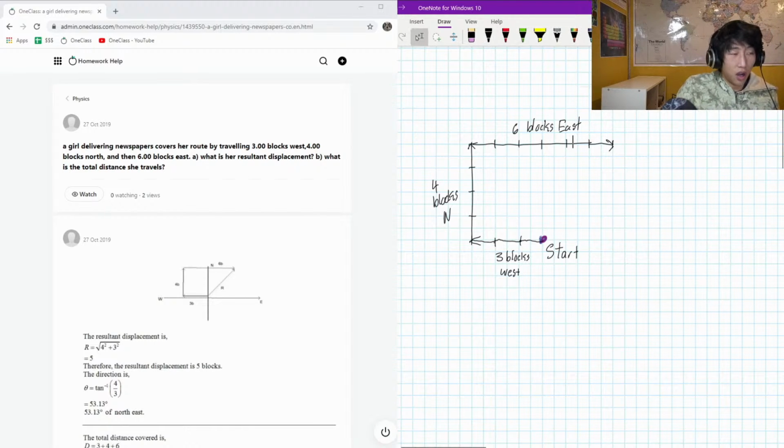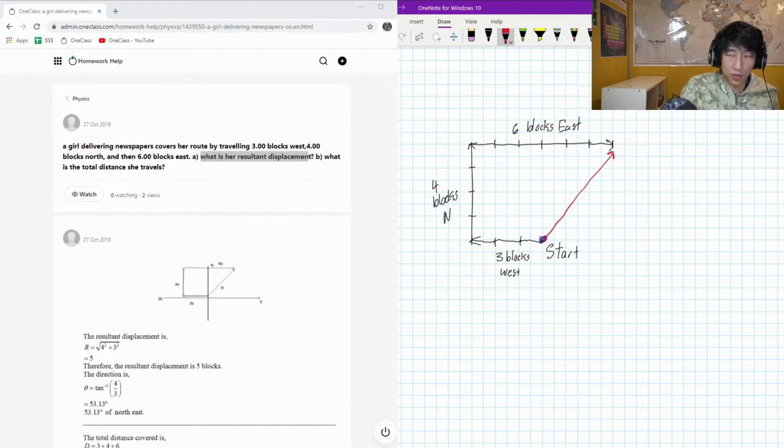Okay, yeah, and this is our weather girl's path. I mean, not weather girl, newspaper girl's path. Okay, so the first part of the question is, what is her resultant displacement? And to represent that on the graph, we just have this situation. Okay, maybe in red.